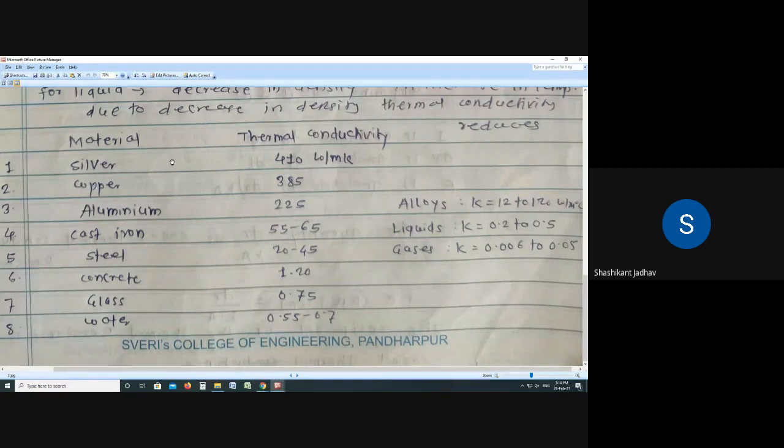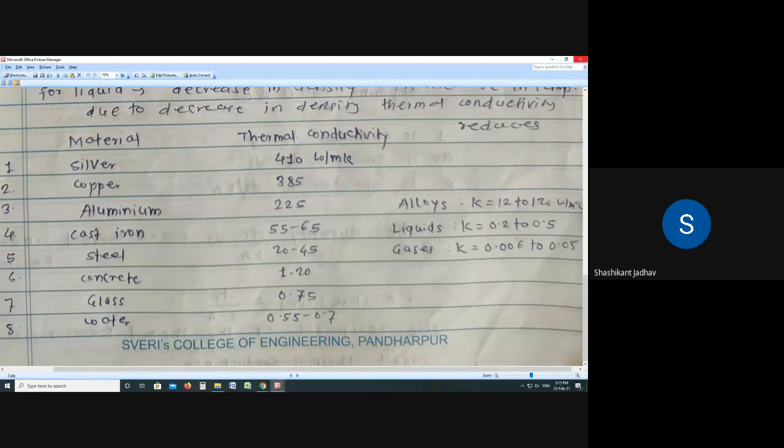In that solids, we have considered the different materials, that is silver, copper, aluminium, cast iron, steel, concrete, glass. Then liquids have less thermal conductivity as compared to the solids, and gases have less thermal conductivity as compared to the solids and the liquids. So here we have covered Fourier's law of heat conduction. After that, we have covered what is meant by thermal conductivity. Then we have derived the different relations, what happens to the thermal conductivity if temperature increases. So here we have completed Fourier's law of heat conduction and the concept of thermal conductivity for the different materials.